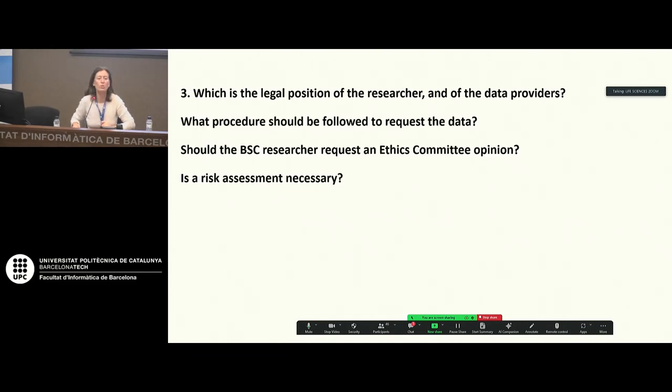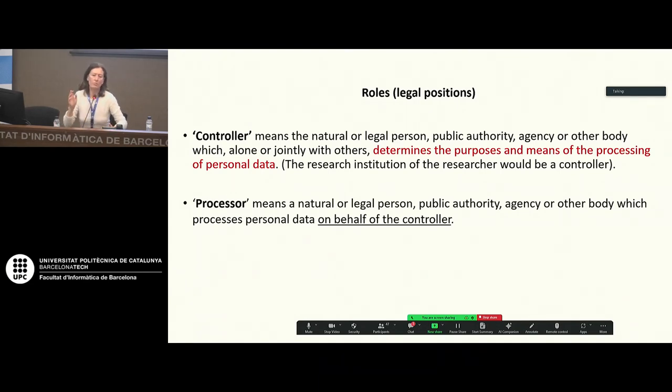Yeah? And which is your legal position? Legal position or role in the data flow. Because depending on your role, you have some obligations or other requisites, and you have to know how to formalize your relation with the other actors in the data flow. You can be one of these two actors. If you are the one that decides the aim, the objective of the data processing and the means of the data processing, you are the controller of the data processing.